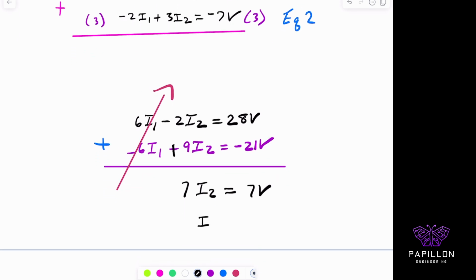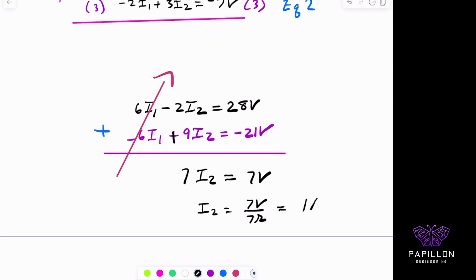So therefore I2 is going to equal 7 volts over 7 ohms, right? So I2 equals 1 amp. Just like that, we're able to solve. Straightforward. So we get back 1 amp, equal to the current in my I1 loop. All right, so that wasn't too bad.